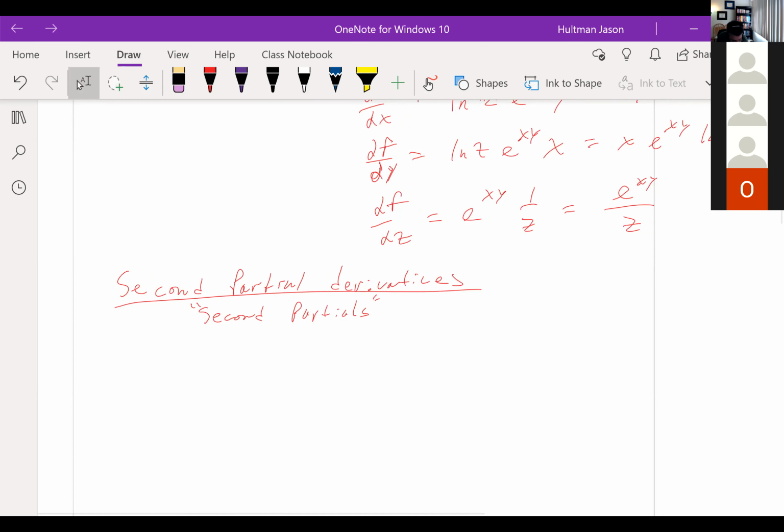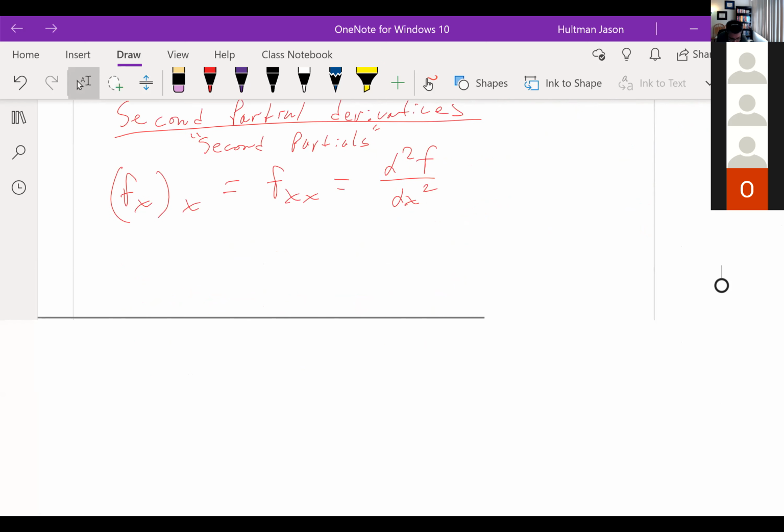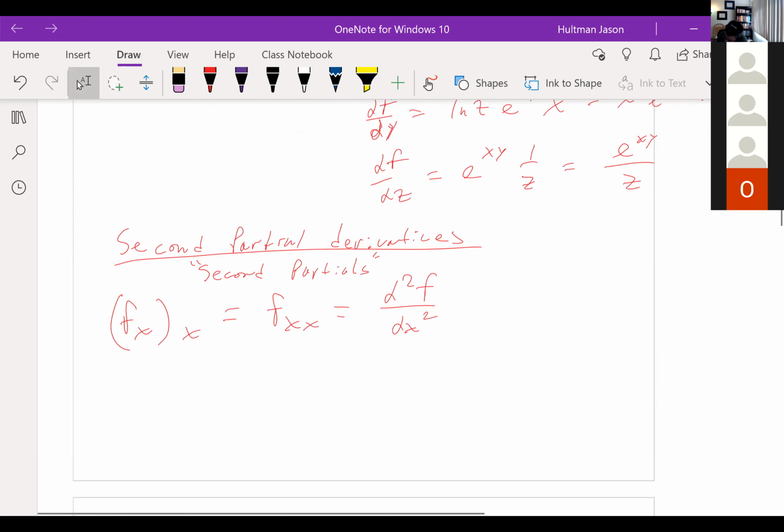There, how's that? Better? Okay, f sub x of x, or we just say this is f sub xx. Or we could say that it's d2f of dx squared. It's another way of writing it. Okay, there's f sub xy, which means take the partial with respect to x first, and then the partial with respect to y.